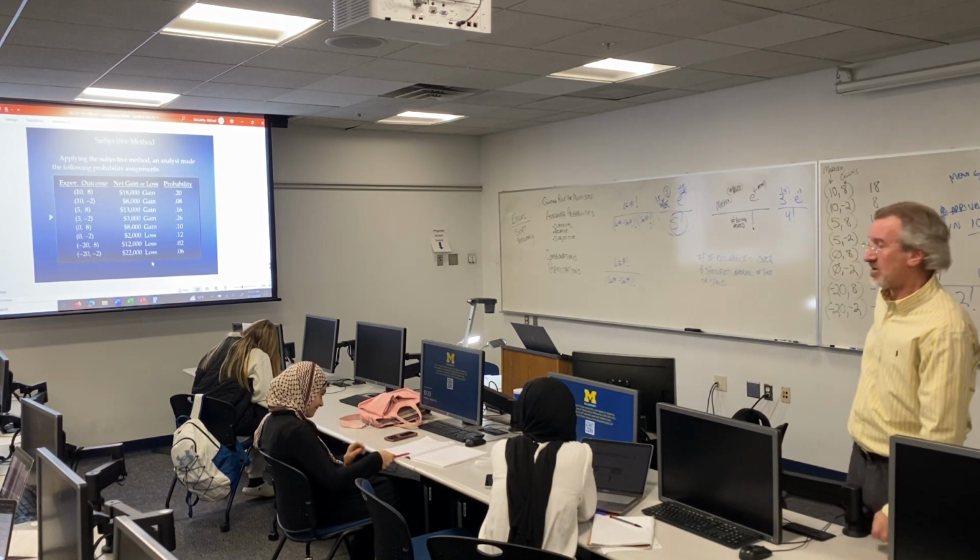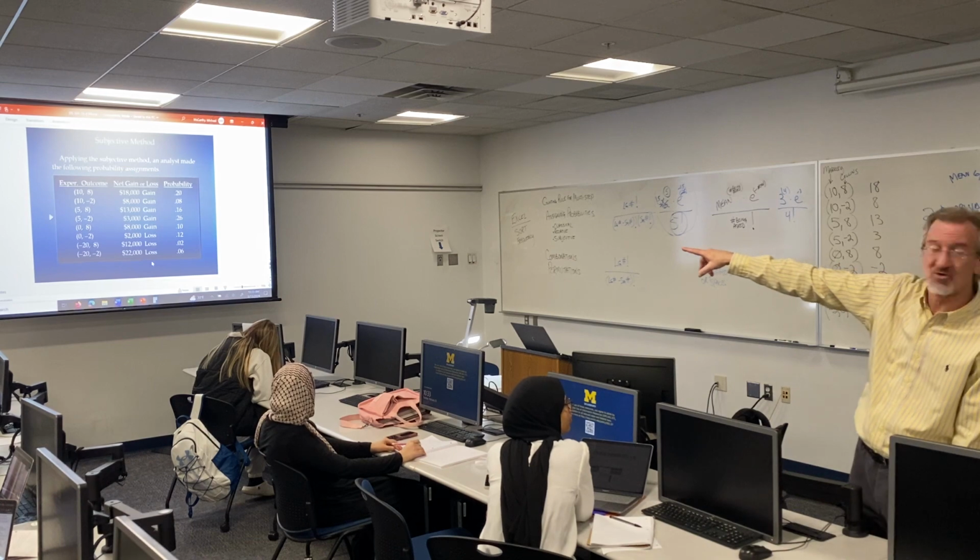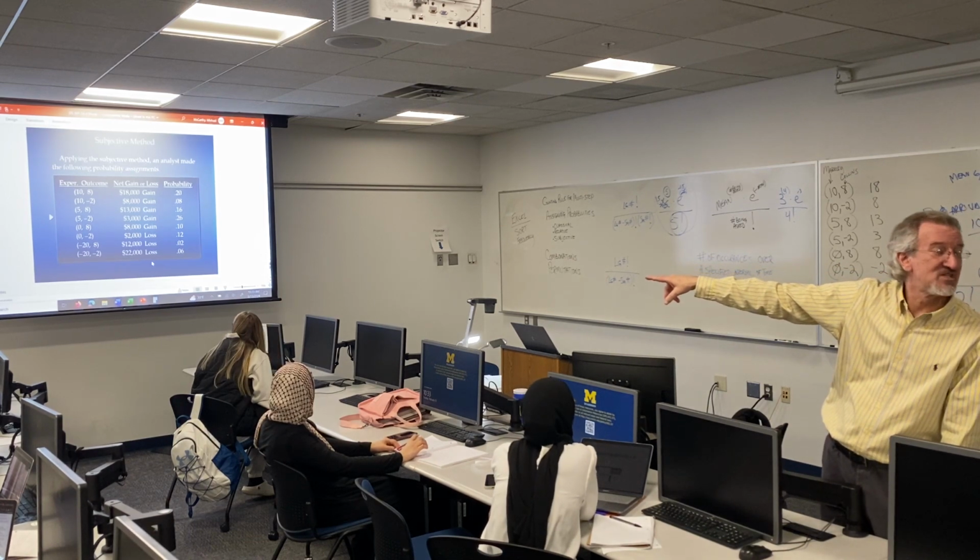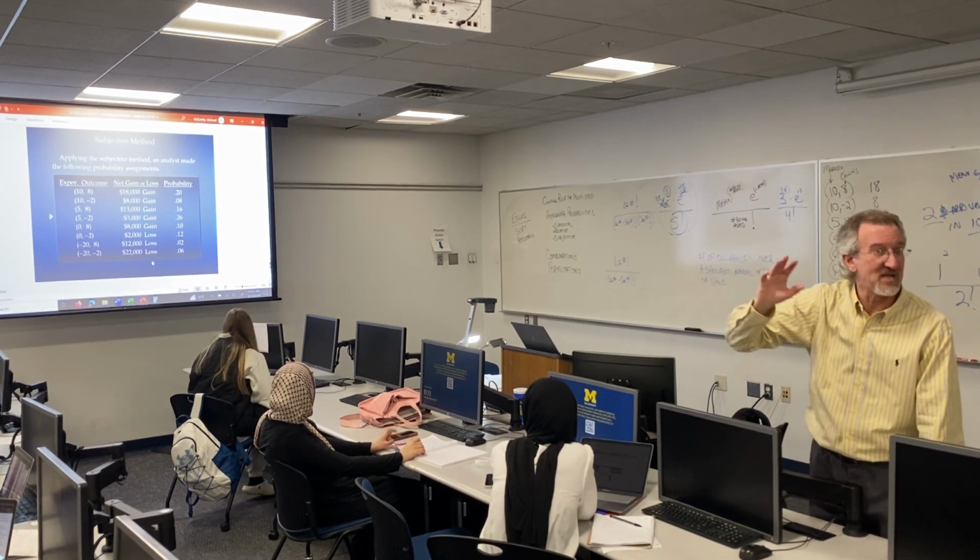those 4. Why not the 10? Because the first company's only breaking even on that one. The question said the probability the first company at least makes money.